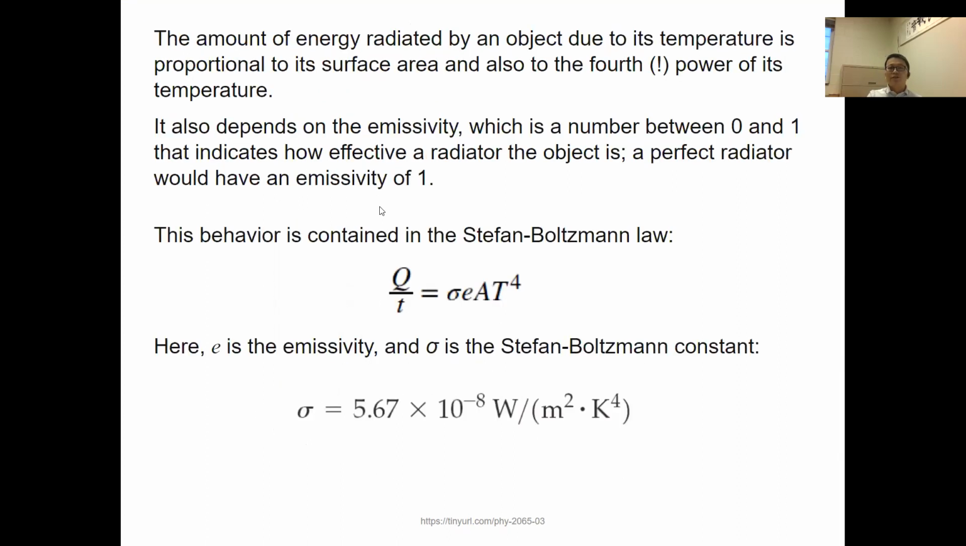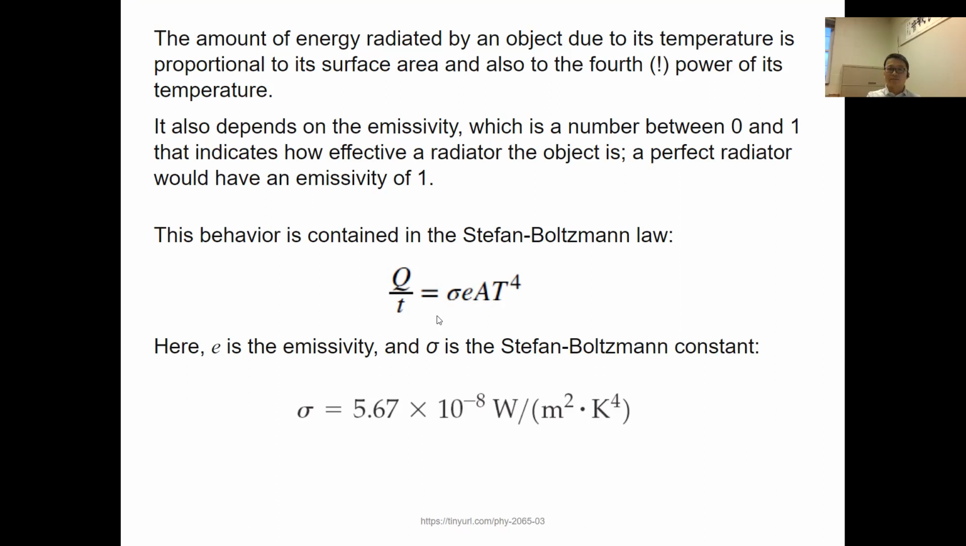So radiation of the heat Q over time t, the rate of radiation depends on a few factors: the surface area of the object A, and the surface temperature of the object to the fourth power. E is the emissivity of an object. A perfect object will have an emissivity of 1, and it's anything between 0 and 1, so you might have something like 0.5 or 0.2.